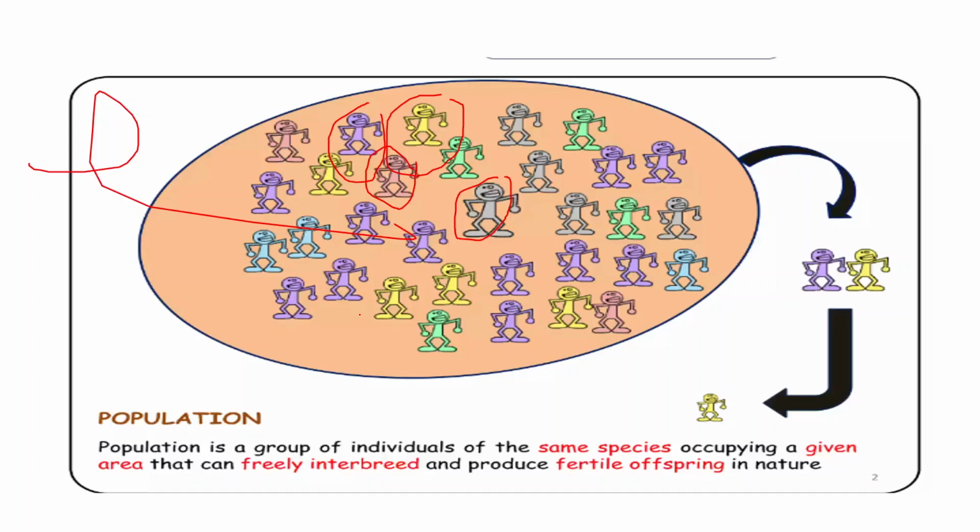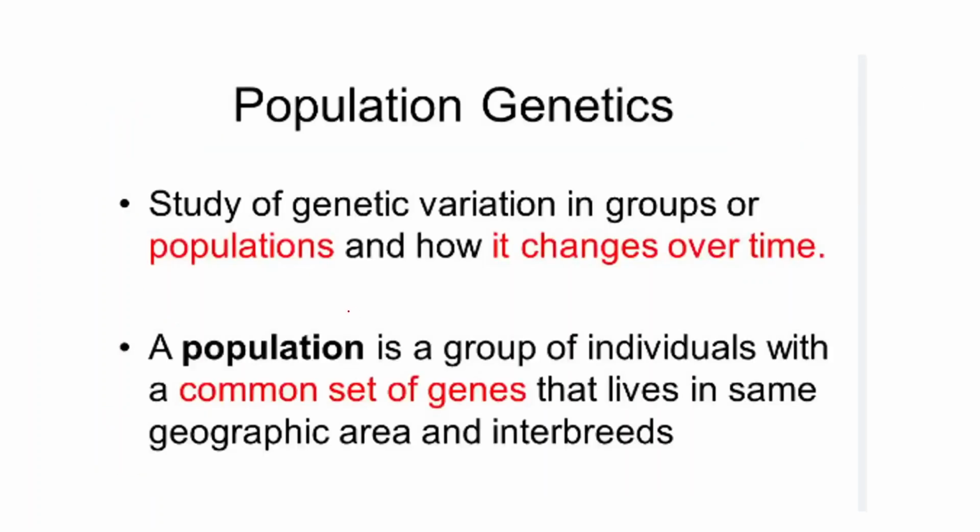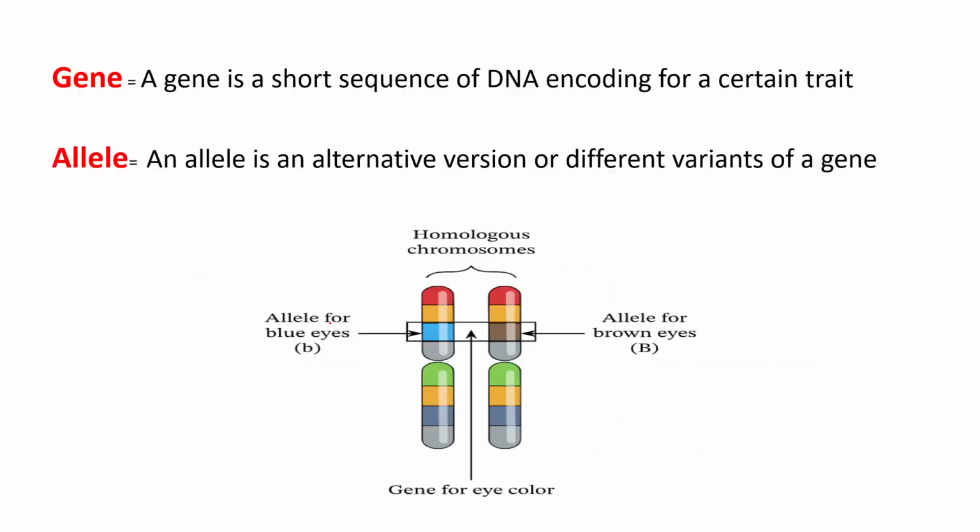Then what is population genetics? Population genetics is the study of genetic variation in a population or group, meaning how the genetic information, the genetic constitution of each population, is changing over a period of time. We study that under population genetics. Genetic constitution involves genes, alleles, DNA, and all these terms, so we will see them one by one.